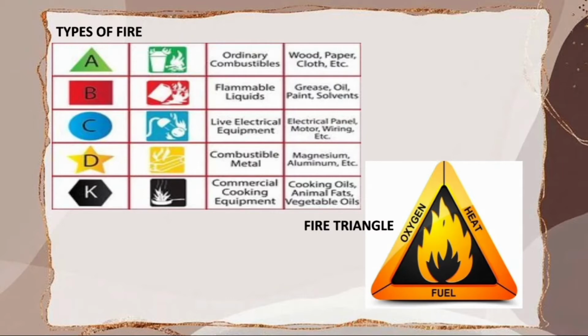Class K fires occur in cooking appliances and involve combustible cooking media like vegetable and animal oils and fats. Below there is a fire triangle. The triangle illustrates the three elements a fire needs to ignite: heat, fuel, and oxygen. A fire is extinguished by removing any one of the elements in the fire triangle.